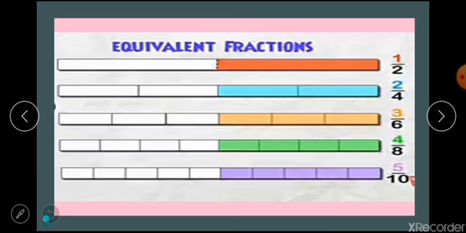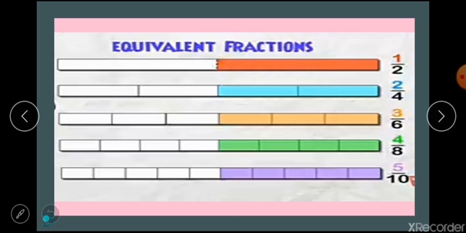Why? Because 2 1s are 2, 2 2s are 4, 3 1s are 3, 3 2s are 6, 4 1s are 4, 4 2s are 8, 5 1s are 5, 5 2s are 10. Every time I am getting the same answer, 1 by 2. Means every time I am dividing the strips into equal parts, as you can see here.